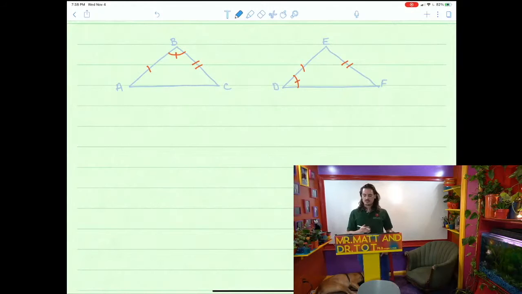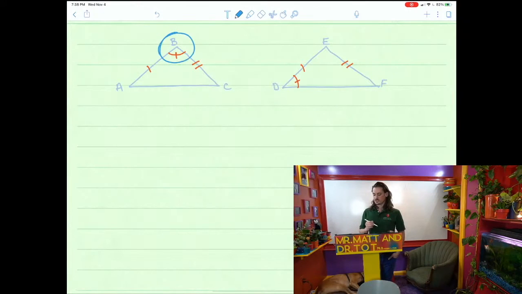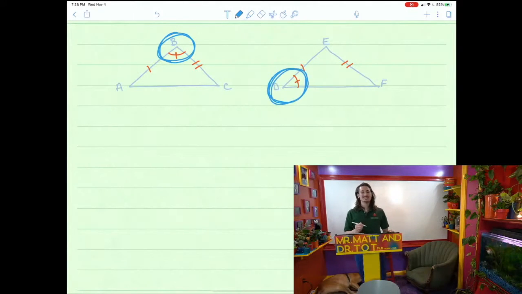Okay, so looking at these two triangles, notice that in the first triangle, the angle is included between the two sides. However, in the second triangle, the corresponding congruent angle is not included. It's exclusive to the two sides. It occurs on the outside.